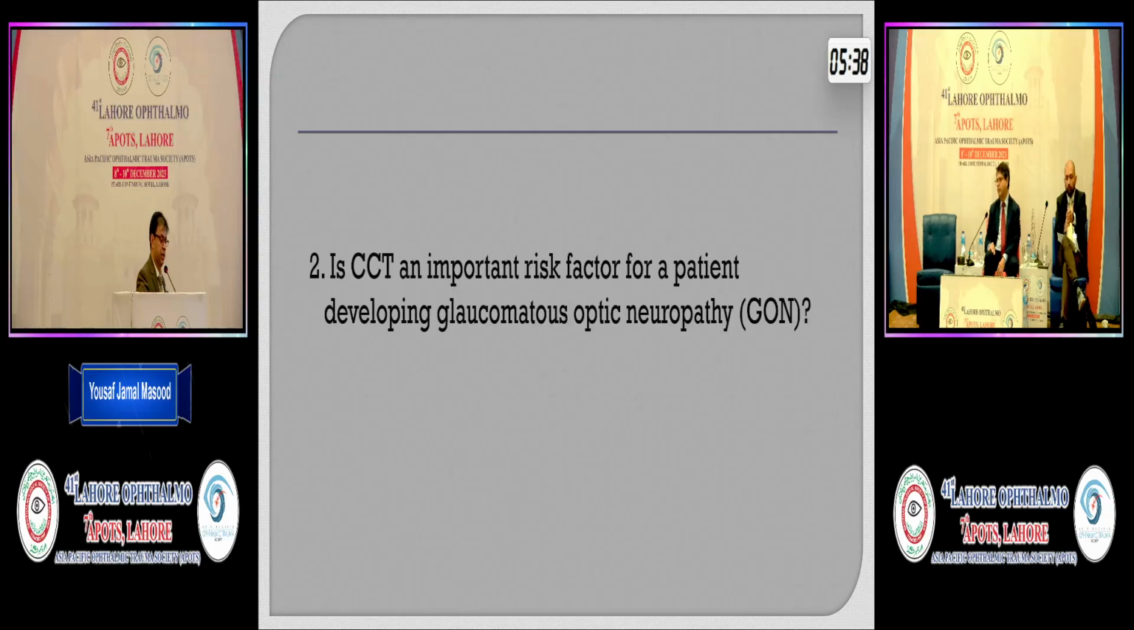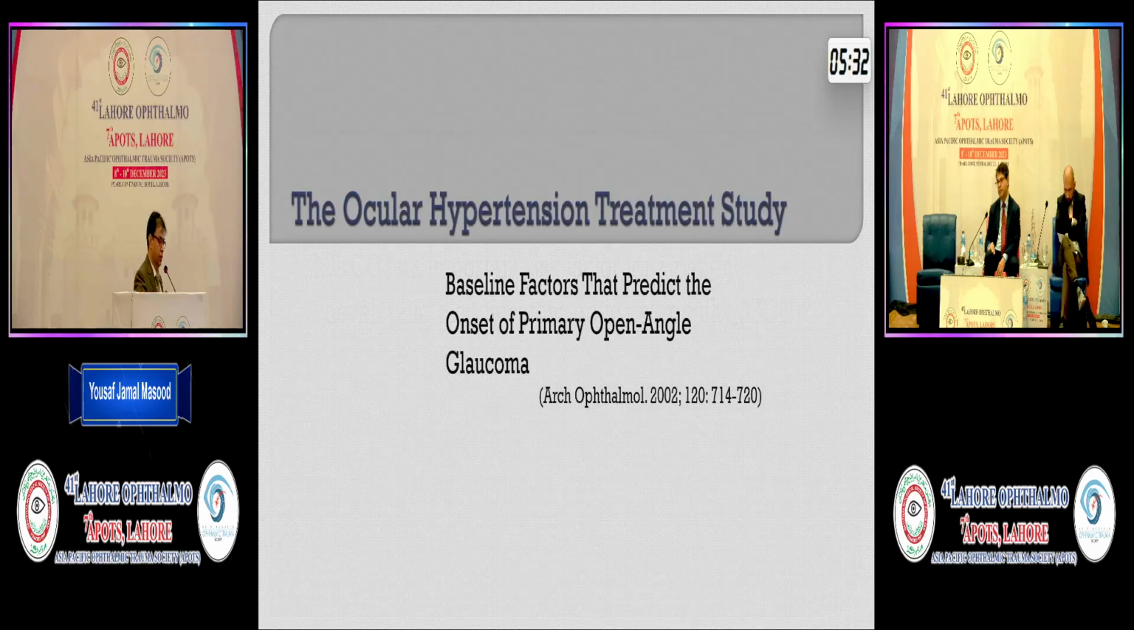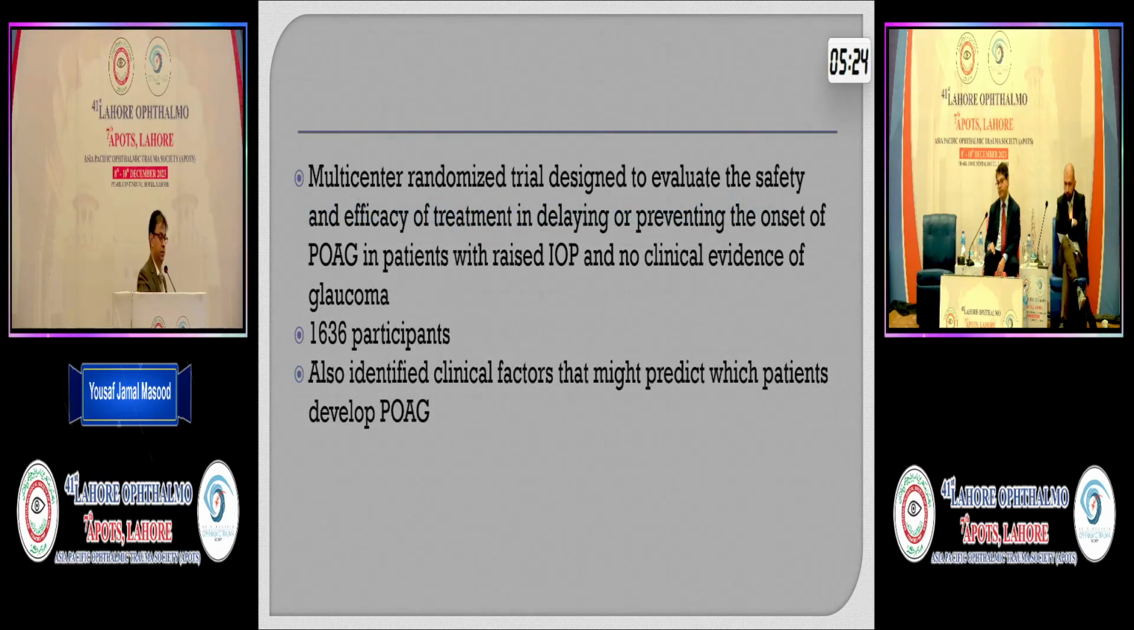Second question, is CCT an important risk factor for a patient developing glaucomatous optic neuropathy? So again, there was a landmark trial called the OHTS, or Ocular Hypertension Treatment Study. There were different objectives, but one of the objectives was that they recruited patients with ocular hypertension, divided them into two groups and checked which one progressed to glaucoma. One was the treatment arm, one was the observation arm.